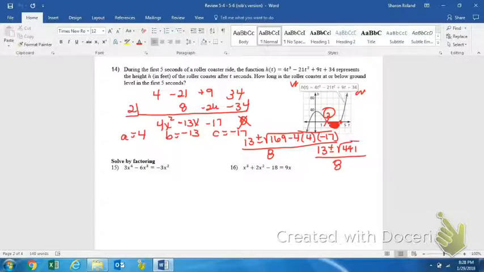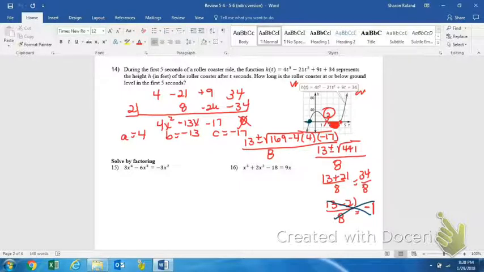The square root of 441 is 21, so that's going to be 13 plus 21 divided by 8, and then 13 minus 21 divided by 8. 13 plus 21 is 34 over 8. 13 minus 21 is negative 8 over 8, which is negative 1. So you know negative 1's not right because that's negative 1 seconds. Now you can see it's right here where it crosses, but that's a second before the roller coaster takes off, and so we're not even evaluating it at this point.